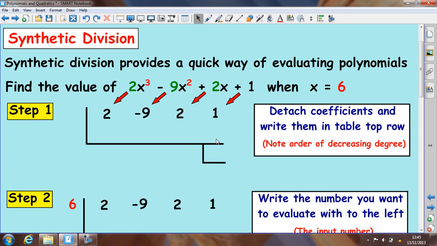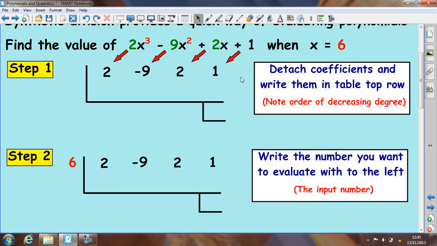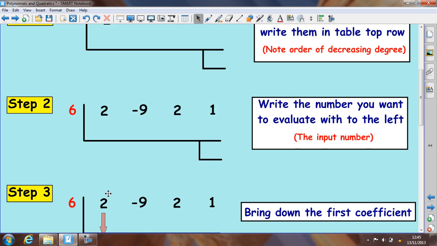Once you've done that, you write the number that you're evaluating outside here. So we've been asked to find the value of this when x is 6. So you put the 6 at the outside. After that, the first step is to drop the 2 down below. It's always this number here, always the first number you drop right down to the bottom here. You see that?